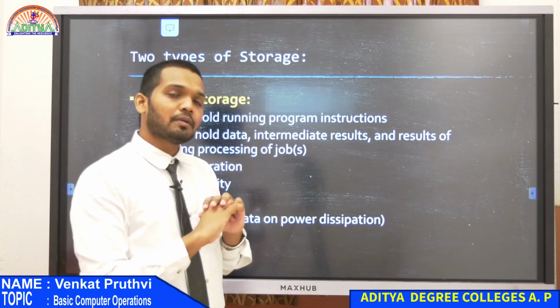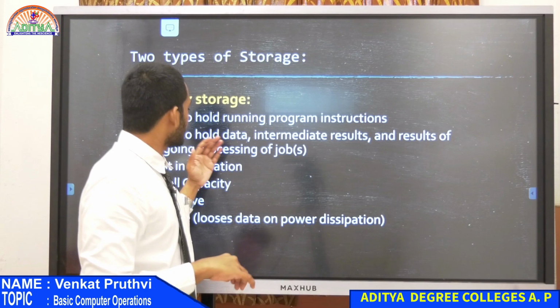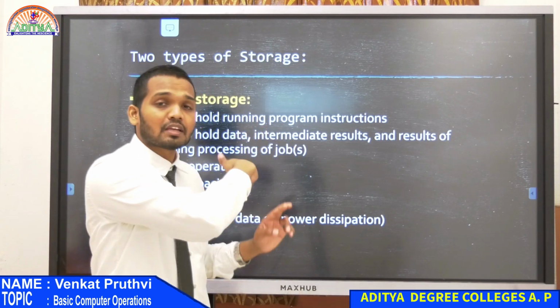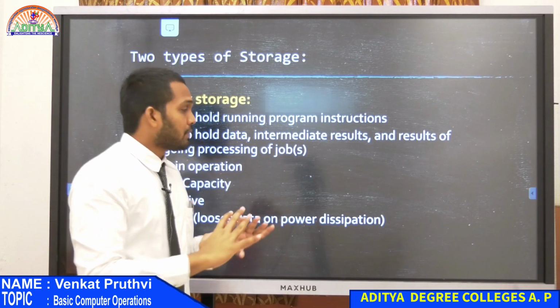And then once it has completed the whole task, the results of the ongoing processor jobs, whatever they are, are again stored in the primary storage. So this is how your primary storage works.